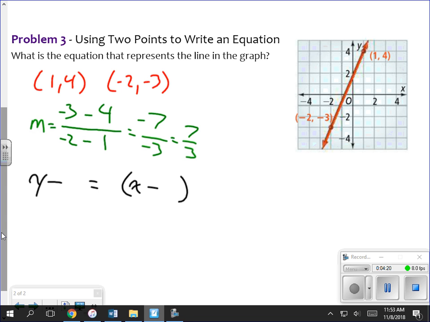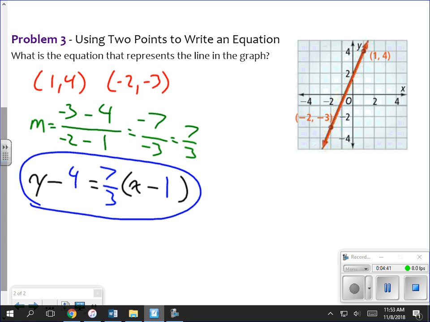My slope is positive 7/3, and then I pick a coordinate and plug it in. If at all possible, use positive ones. So I'm going to use the first point, 1, 4. 1 is my x coordinate, 4 is my y coordinate. There is my answer.